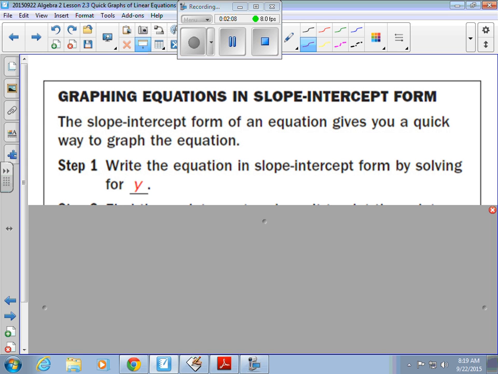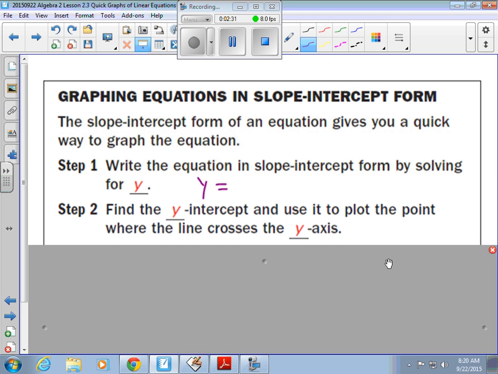This is the fastest way most of us learned in Algebra 1 how to graph equations. Step number 1 is to write the equation in slope-intercept form. So get y by itself. What that means is isolate y, make it say y equals. Then get it in the right order, mx plus b. If you write it as b plus mx, it's okay. You're just going to have to make sure you recognize which one's the m and which one's the b. Step number 2 is find the y-intercept and use it to plot the point where the line crosses the y-axis.